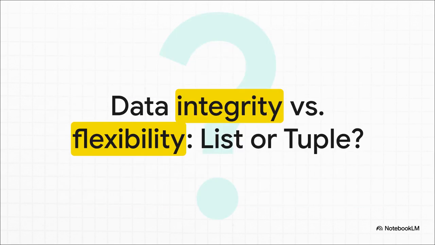So the next time you're writing your code, you've got to ask yourself, do I need the dynamic, flexible power of a list, or do I need the speed, efficiency, and rock-solid data integrity of an unchangeable tuple? Understanding this choice is a huge step towards writing cleaner, faster, and more reliable Python code.